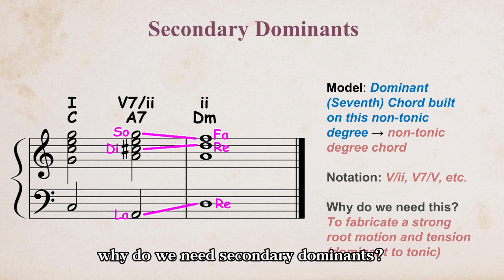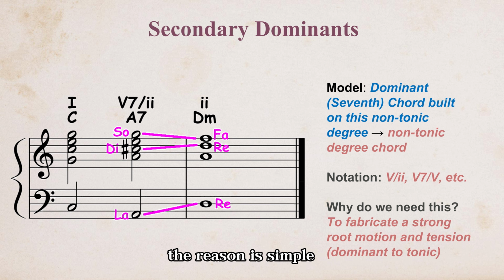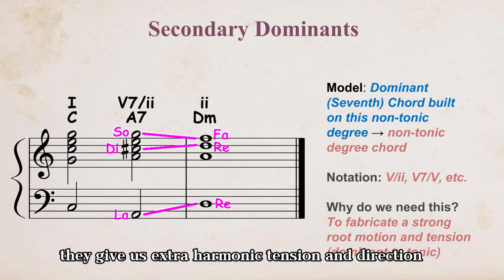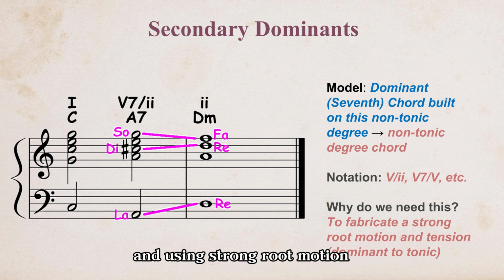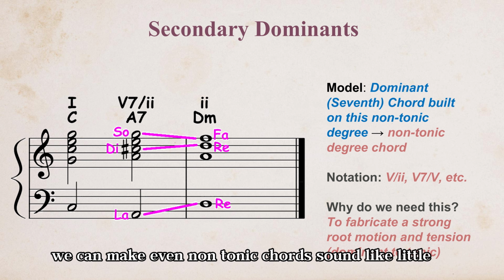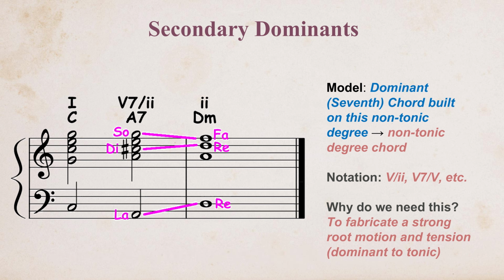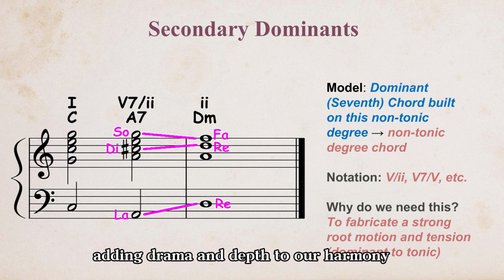Why do we need secondary dominants? The reason is simple. They give us extra harmonic tension and direction. By inserting an artificial leading tone and using strong root motion, usually a descending fifth, we can make even non-tonic chords sound like little temporary centers, adding drama and depth to our harmony.